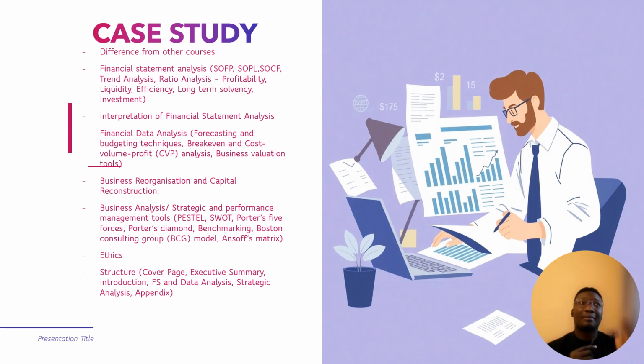Long-term solvency, they're talking about your gearing, debt to equity, debt to debt plus equity, and the likes. Investment ratios, there's like 7 of them, all your EPS, DPS, and the like. So you just know the most important ones. You understand? You can start with the most important ones. Then as you continue to practice, you can add more. Then interpretation of FS analysis.